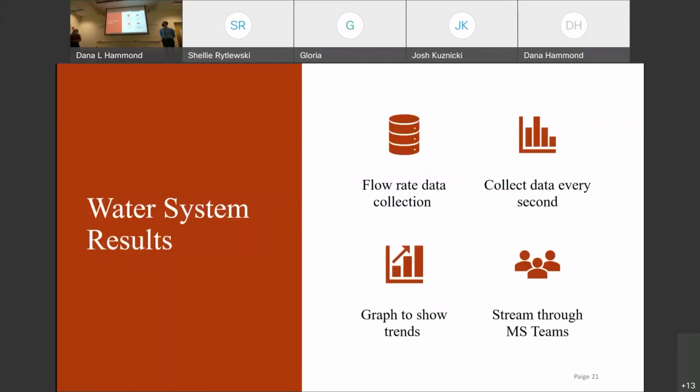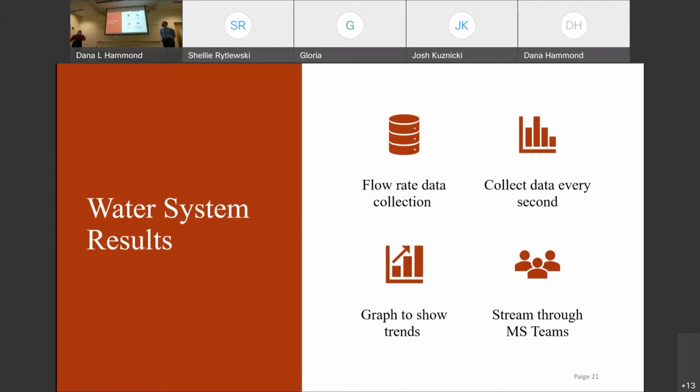So, water system results: we are finally able to capture flow rate digitally. We're able to collect data every second, which is important for process control tests. The more data, the more accurate your process control tests are going to be. Graphs show trends. And the biggest thing is we're able to stream the data through Microsoft Teams.